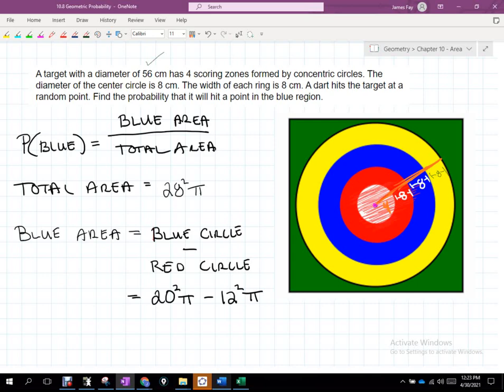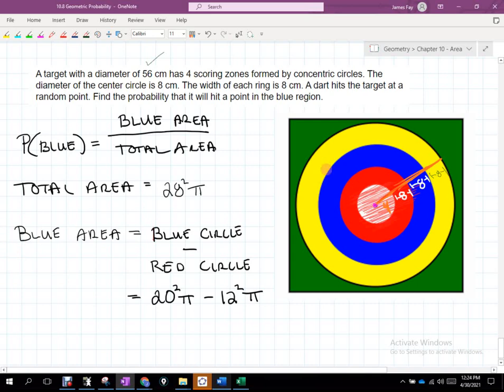I'm going to ask you, what's the probability of hitting red? What's the probability of hitting white? What's the probability of hitting yellow? If we were to do this over and over again, I don't want to come up with, look, if I want to do the red, that's the area of the red circle minus the area of the white circle. If I wanted to do yellow, it'd be the area of the yellow circle minus the area of the blue circle. I don't want to do that all the time.